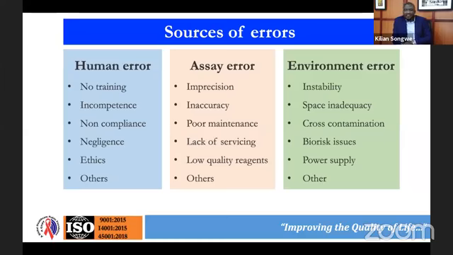And then there is what we call environmental errors. These are due to the conditions of the environment themselves, because if the assay is not done in an environment where its manufacturer says it should be done, you expect to get some errors at the end.